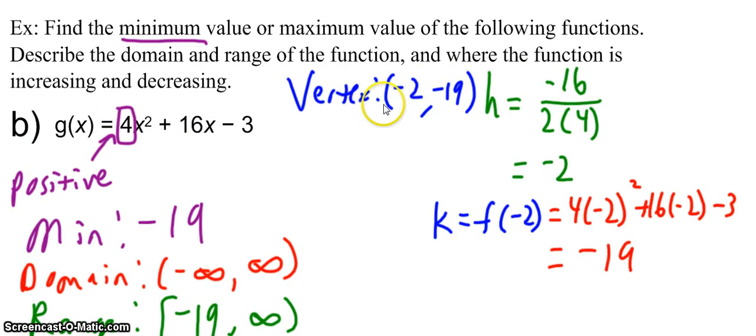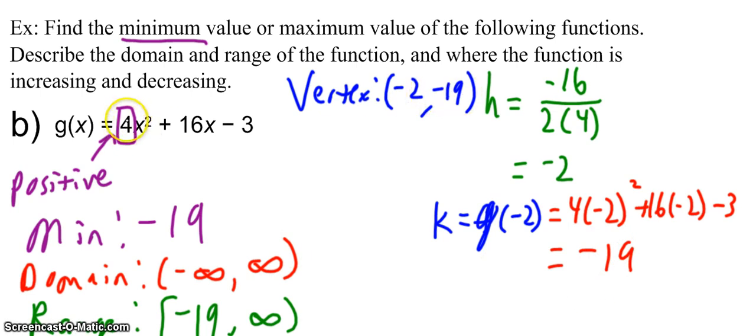How did I come up with that? First I found the vertex again. H is opposite of b over 2a. So -16 over 2 times 4, that reduces to -2. Then k is f of -2, or in this case, sorry, that should be a g. So let's say g, since that's a function, g of x. G of -2, so 4 times -2 squared plus 16 times -2 minus 3, that is -19. That's how I got my vertex.